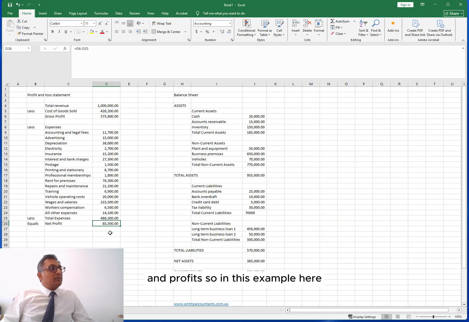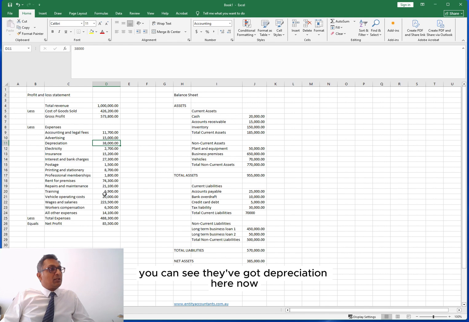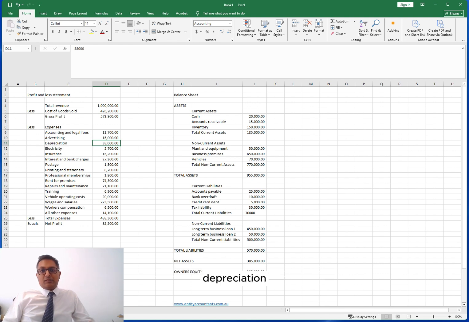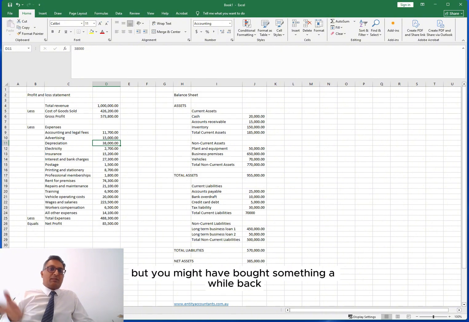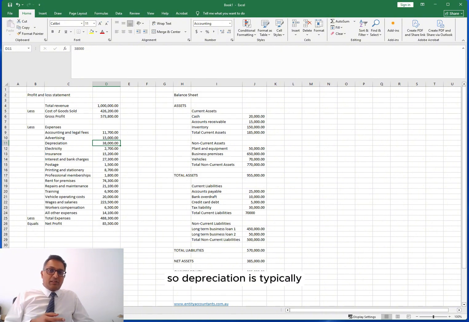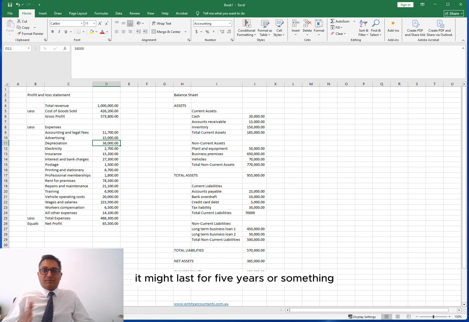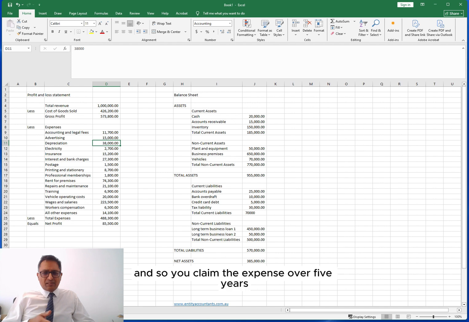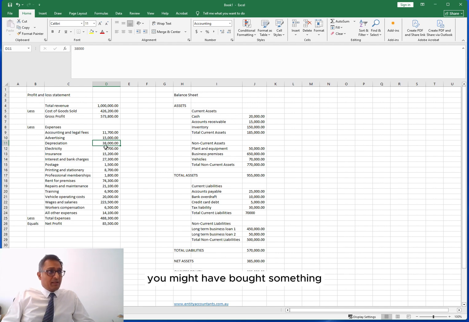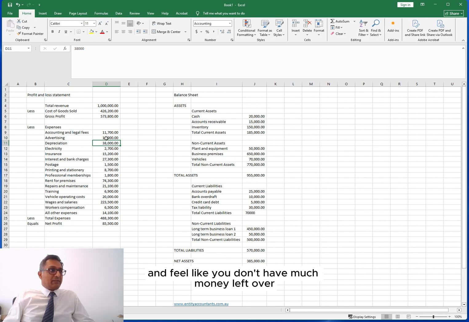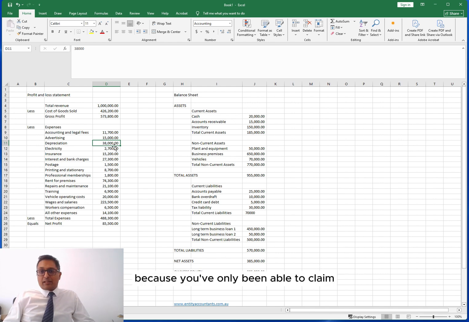So in this example here, you can see they've got depreciation. Now with depreciation, you don't pay anything for it, but you might have bought something a while back. Depreciation is typically where you bought something that lasts for a long time. It might last for 5 years or something. And so you claim the expense over 5 years instead of in one go. So you might have bought something and feel like you don't have much money left over because you've only been able to claim some of it in depreciation.